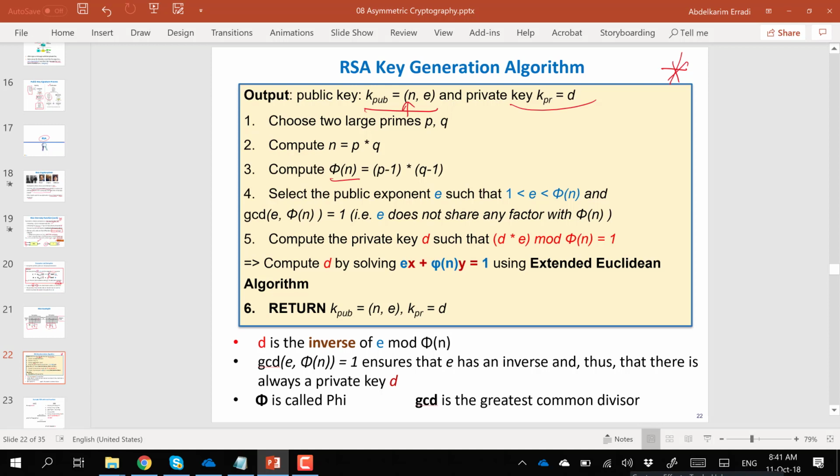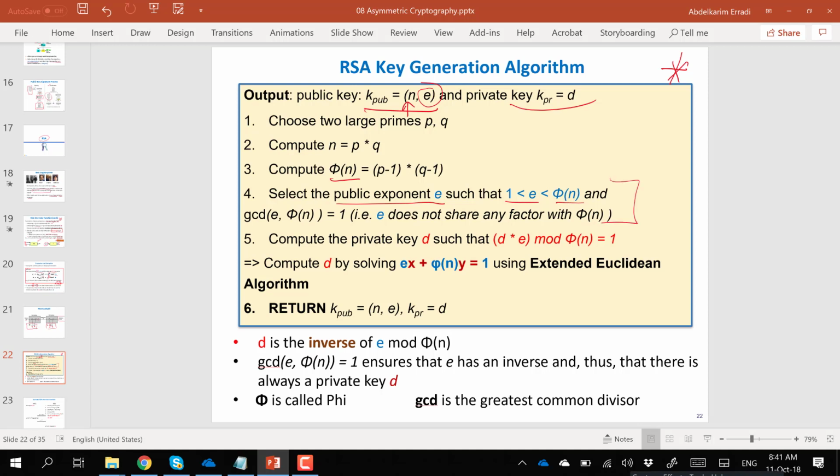Then we select a public exponent E. We can select any number that satisfies these two properties. What are these two properties? E must be greater than 1 and less than phi N. And it should not share any factor with phi N, which means the greatest common divisor of E and phi N equals 1. I will explain this through an example. Okay? So you select E.